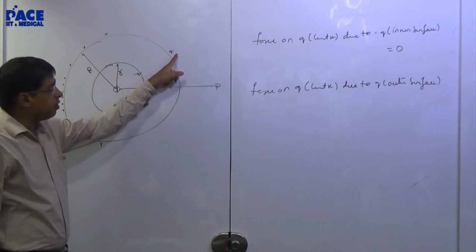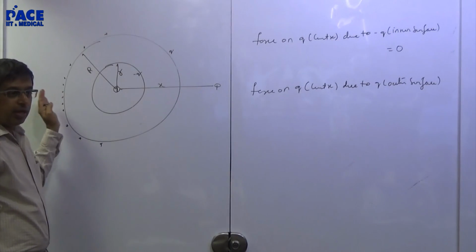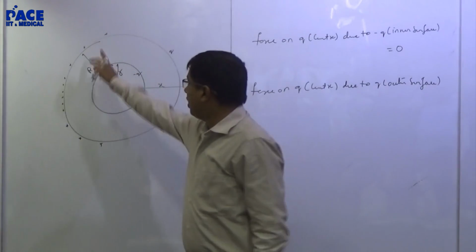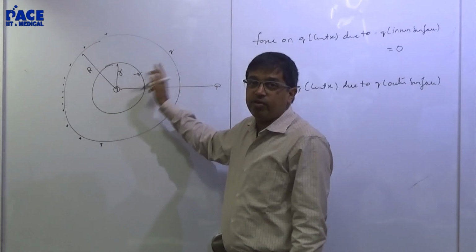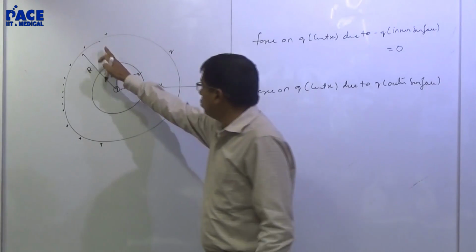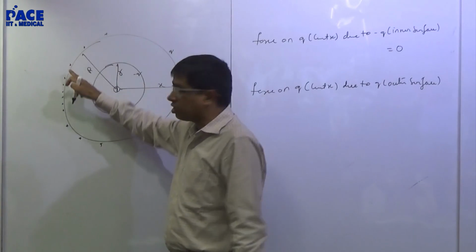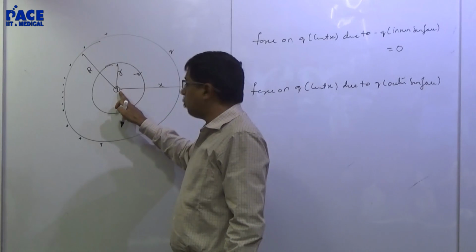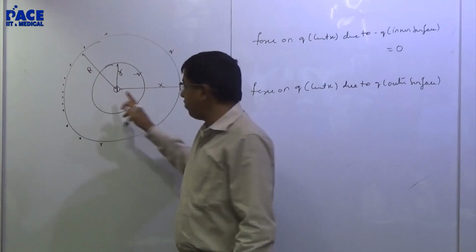Small q will not be uniform anymore. It will come to the other side and readjust itself in such a way that it will cancel out capital Q's field everywhere inside. I am right now not in a position to tell you the distribution of small q on the outer surface. Hence I cannot calculate the force due to this small q on this. But I can do you one favor.